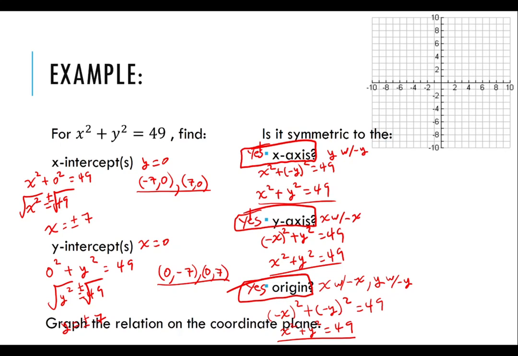Graph the relation on the coordinate plane. And so if we're going to do that, I'm going to graph the x-intercepts and the y-intercepts. The x-intercepts are at 7 and at negative 7. The y-axis intercepts are at 7 and negative 7. And if you don't recognize it, this is actually the standard form of a circle with the radius of 7. Notice it has x-axis symmetry, y-axis symmetry, and origin symmetry.